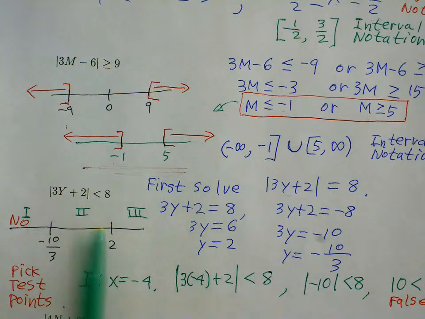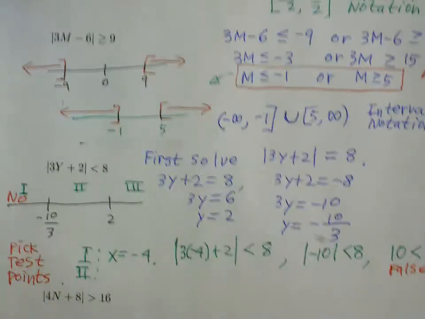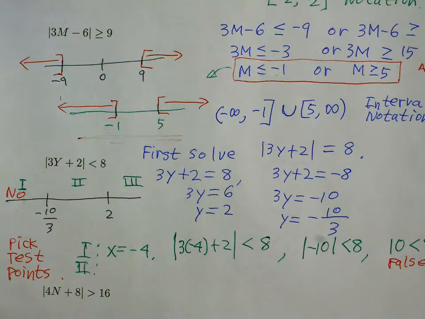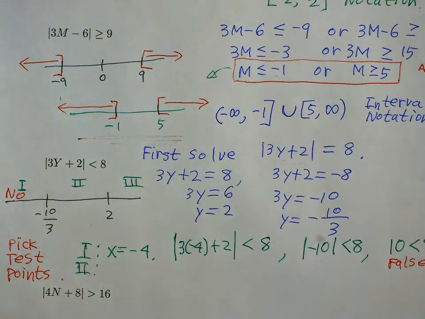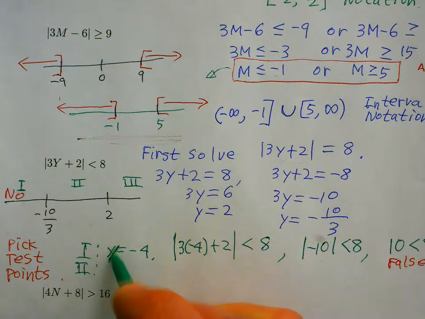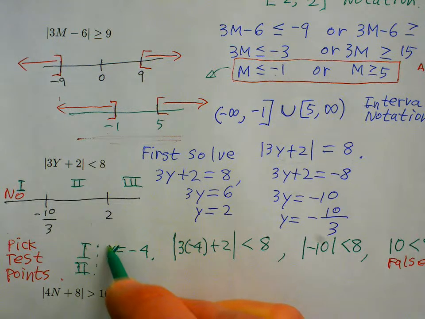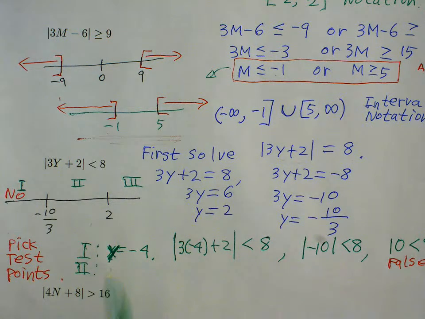Okay, the middle interval, the numbers between negative 10/3 and 2, we can pick any number we want in the second interval. 0 is in that second interval, and 0 is a convenient number to pick. Oh, when I wrote x, I shouldn't have written x, the variable is y. Sorry about that. Okay, so in the second interval, let's pick y to be 0.